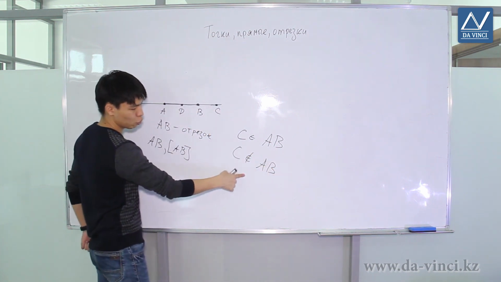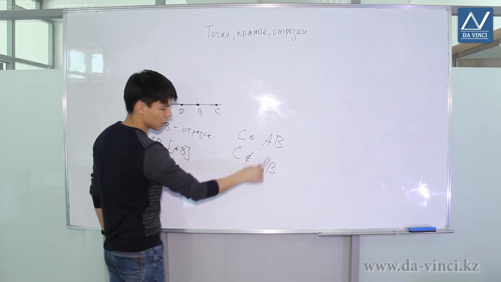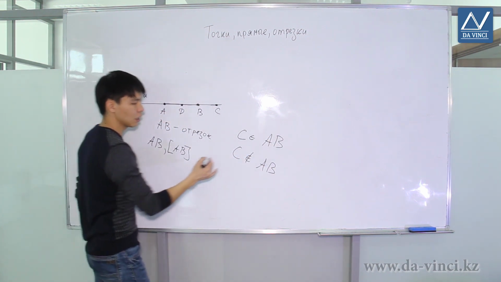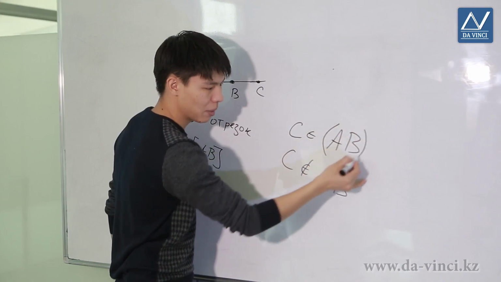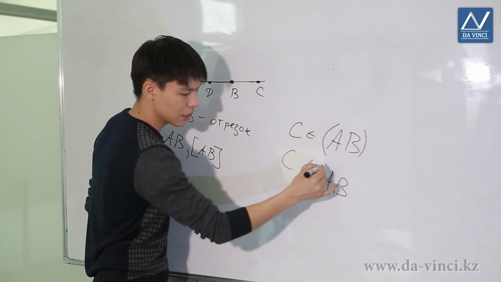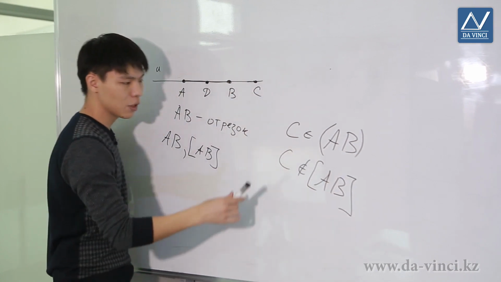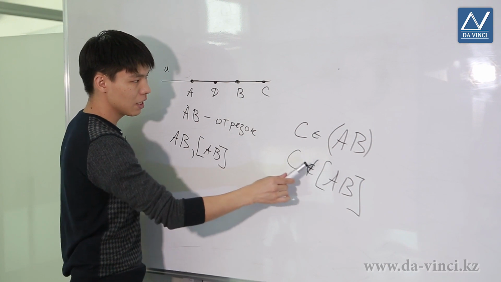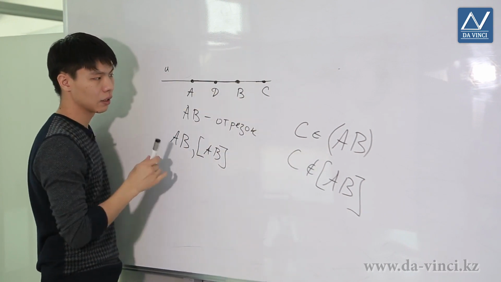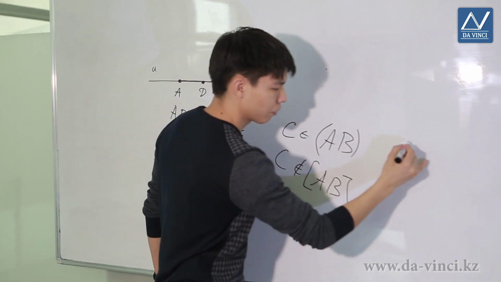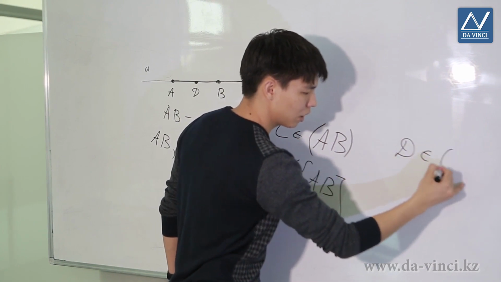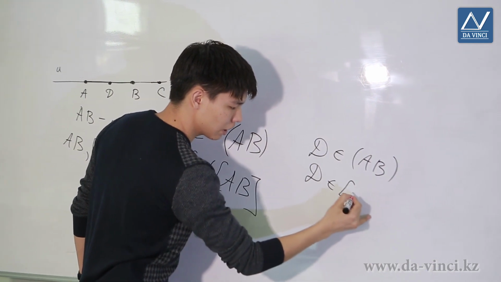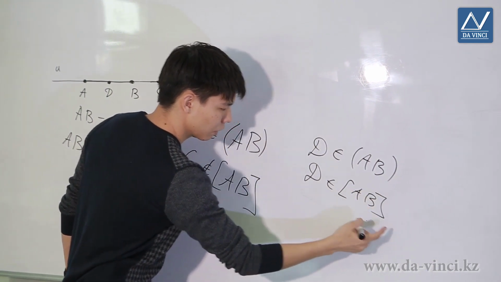To avoid confusion, as the notation is the same but implies a line here and a segment here, it is best to use brackets for clarity. We denote a line in round brackets, a segment in square brackets. Then it becomes clear that point C belongs to line (AB), but point C does not lie on segment [AB]. Point D is part of line AB. Point D is also part of segment AB. As can be seen, it is part of both the segment AB and the entire line as a whole.